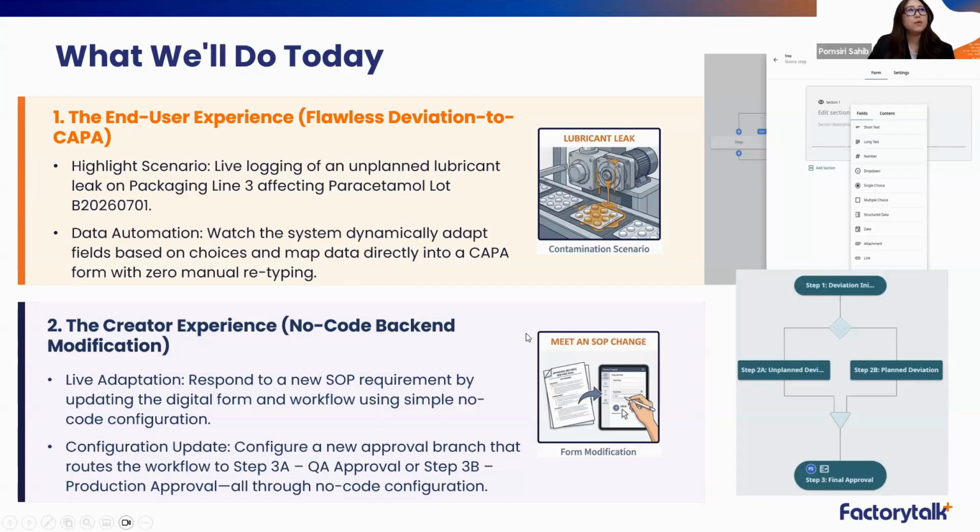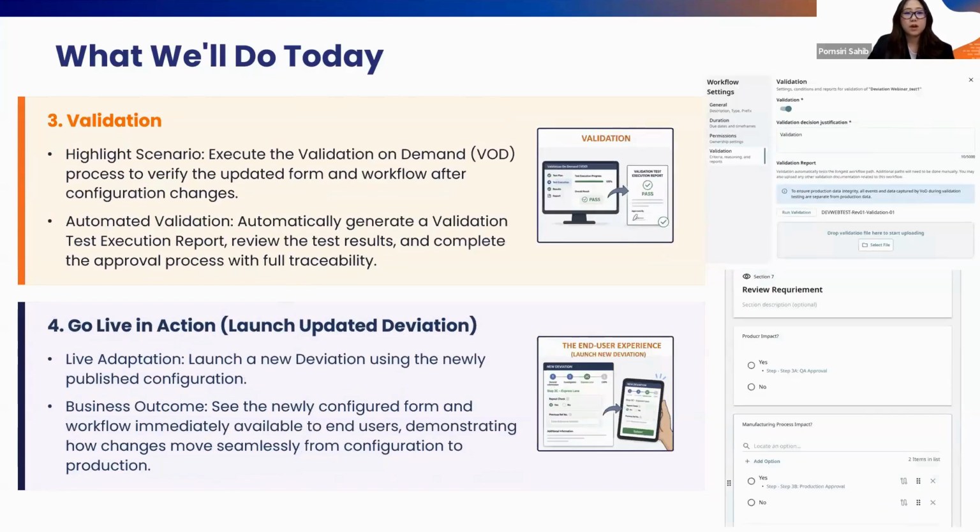Then part three, we will go to the validation. Once the configuration is complete, we will validate the change. We will run the built-in capability we call validation on demand, or VOD. It will automatically execute the predefined validation test scenario. The system will generate a validation test execution report, allowing us to review the result and complete the approval process with full traceability, which significantly reduces the manual effort typically associated with validating configuration changes.